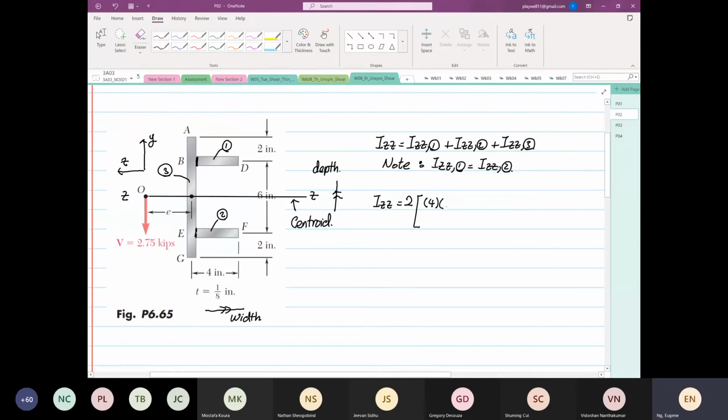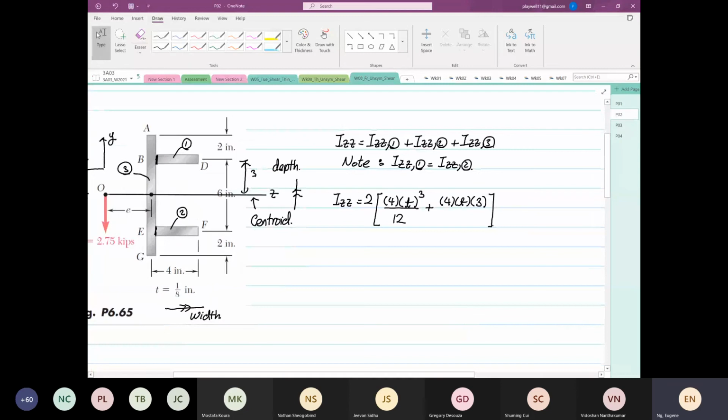The thickness, I'm just going to call it T to the power 3 divided by 12. And then I'm going to take the area 4 multiplied by thickness, multiplied by the distance. So we know that from here to here, this distance is equal to 3. So this is for IZZ1, IZZ2, and then plus the width is 3. So this is for IZZ3.